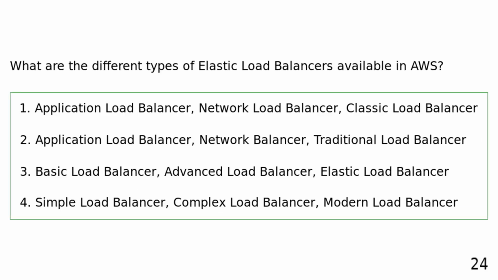What are the different types of elastic load balancers available in AWS? Application load balancer, network load balancer, classic load balancer. Application load balancer, network balancer, traditional load balancer. Basic load balancer, advanced load balancer, elastic load balancer. Simple load balancer, complex load balancer, modern load balancer.